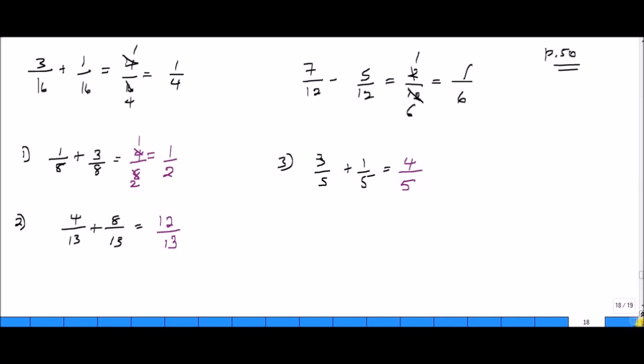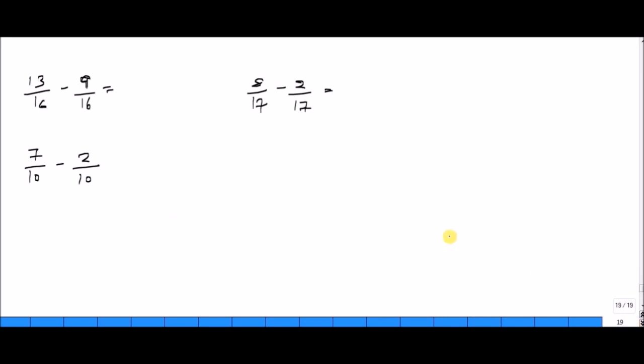Okay, let's quickly move now to some items for subtraction. So we have 13 minus 9 would leave us with 4 over 16. 4 over 16 would leave us with a quarter, because 4 into 4 one time, and 4 into 16 4 times. We have 7 tenths minus 2 tenths. 2 from 7 would leave us with 5 over 10. 5 into 5 one time, and 5 into 10 goes 2 times, which would leave us with a half.